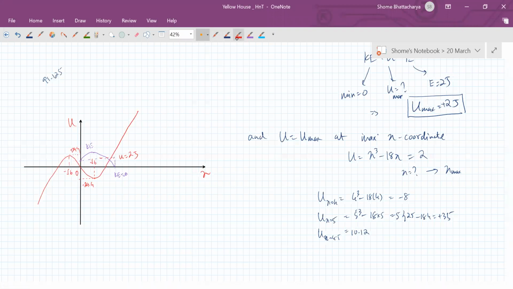So if we just keep doing a bit of experimentation with these values, we'll come to something close because there's no direct formula for it. Let's try 4.2. So 4.2 cubed will give us 74.1, minus 4.2 into 18, which is minus 1.5. So this is giving us minus 1.51.